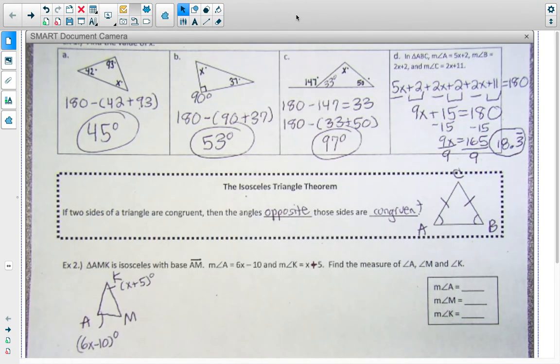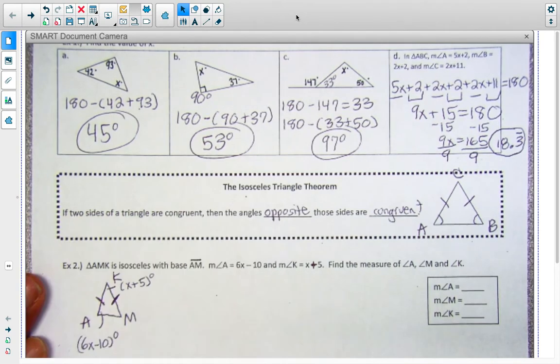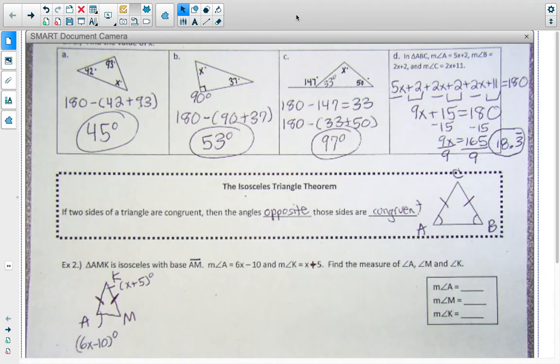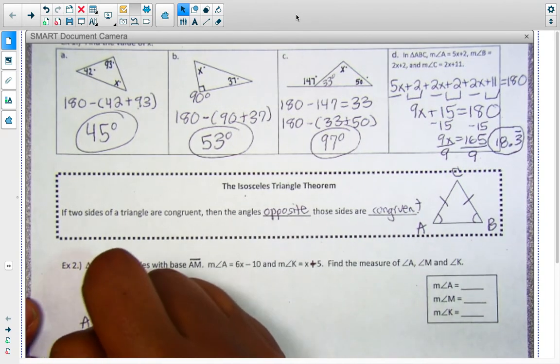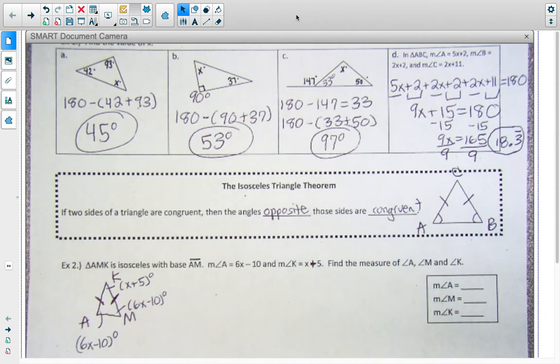And we are tasked with finding the measure of angle A, M, and K. So I know that if this is 6x minus 10, this is also 6x minus 10 because it's an isosceles triangle and this is the base. AM is the base, it's the bottom, so this is congruent to this. So that side is congruent to this side because these angles are congruent. So that means this is also 6x minus 10 degrees.